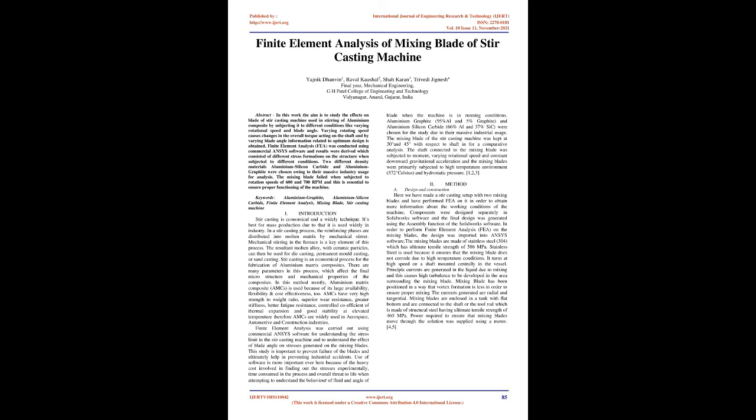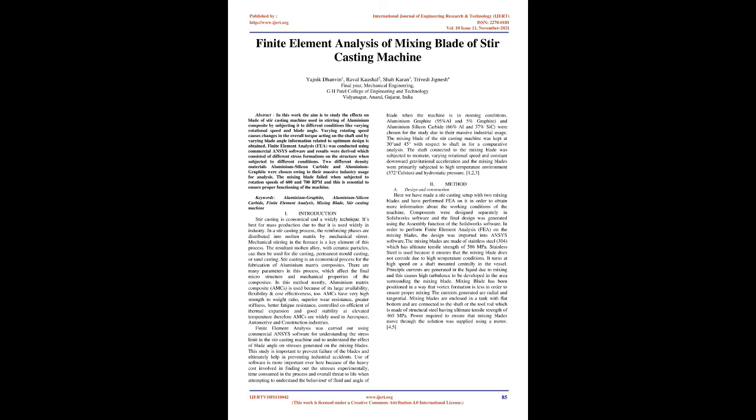Finite Element Analysis, FEA, was conducted using commercial ANSYS software, and results were derived which consisted of different stress formations on the structure when subjected to different conditions. Two different density materials, aluminium-silicon carbide and aluminium graphite, were chosen owing to their massive industry usage for analysis. The mixing blade failed when subjected to rotation speeds of 600 and 700 rpm, and this is essential to ensure proper functioning of the machine. Keywords: aluminium graphite, aluminium-silicon carbide, finite element analysis, mixing blade, stir casting machine.